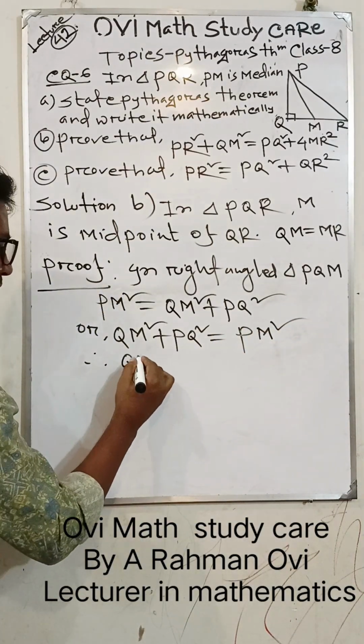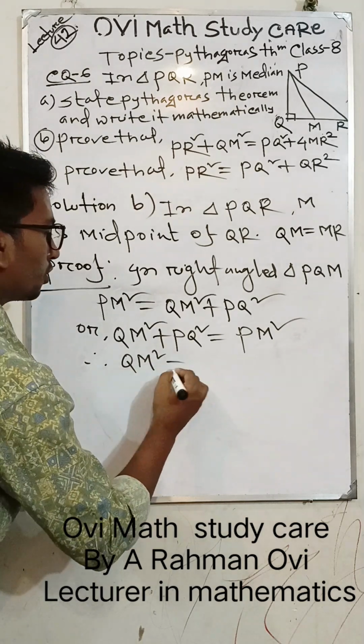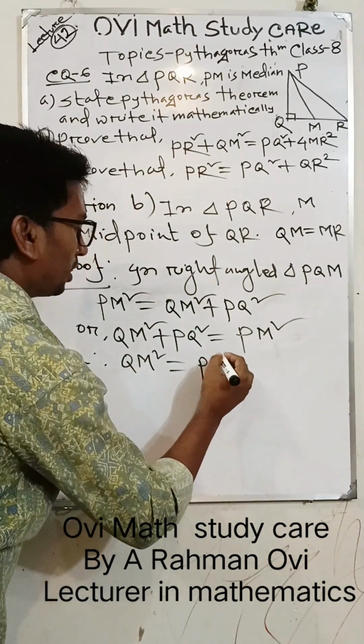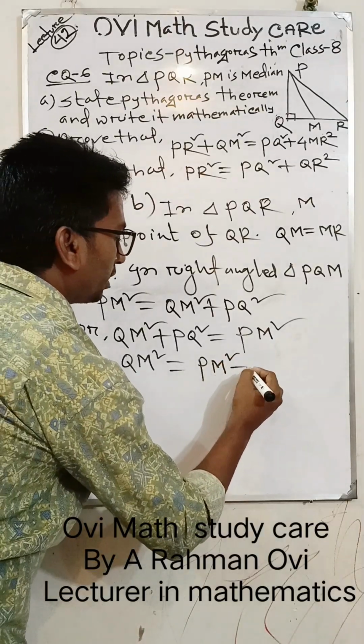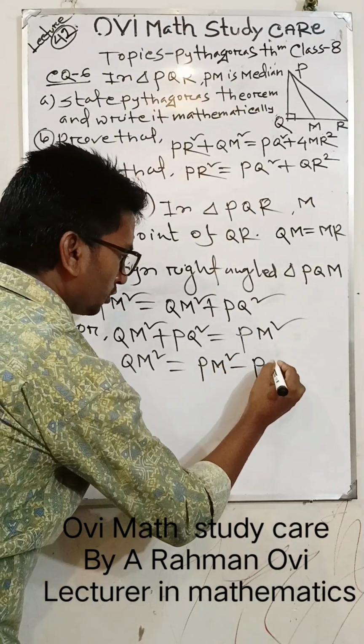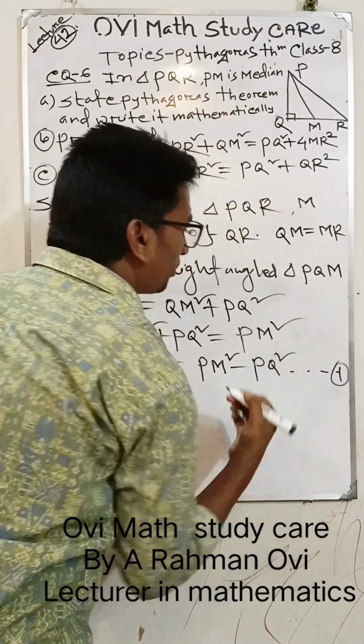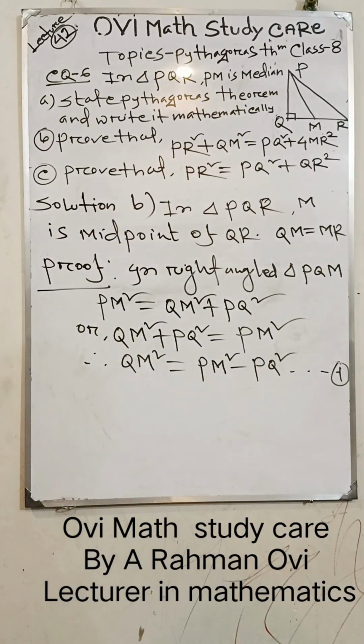So QM square equal to PM square minus PQ square. This is equation number 1. We can write equation number 1.